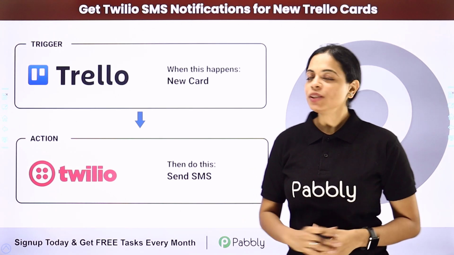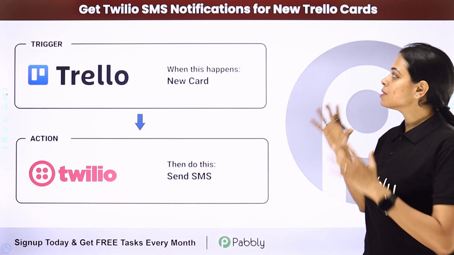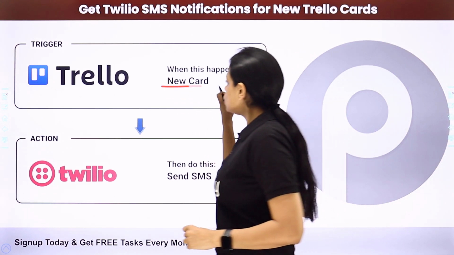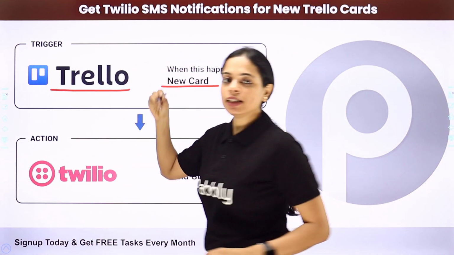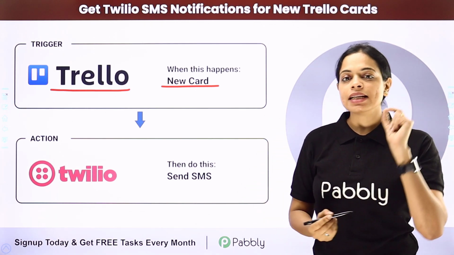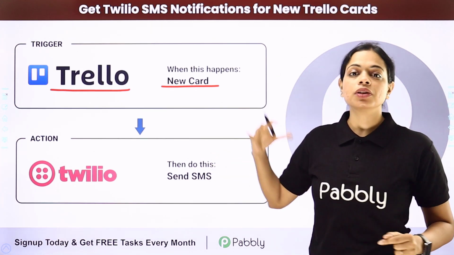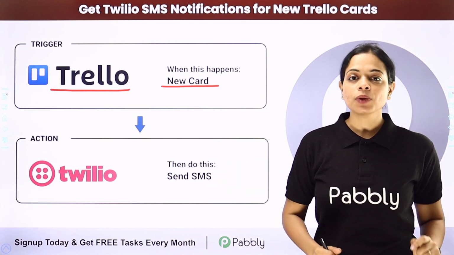In this video, we are going to see how to get Twilio SMS notifications for new Trello cards. We want that every time a new card is created in Trello, an SMS notification is automatically sent to the admin telling them about the creation of a new Trello card. Now, how can that be done?